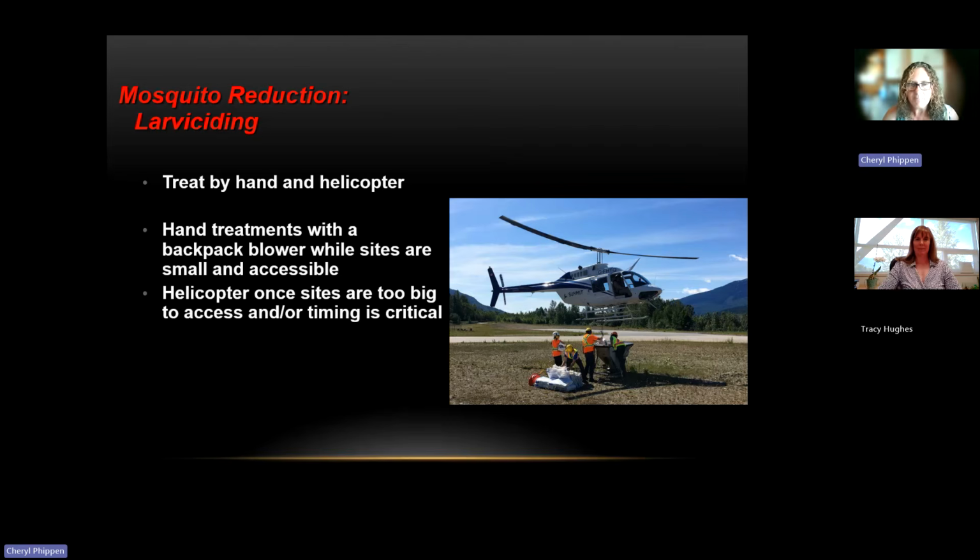We apply the product by hand or by helicopter. And when I say by hand, we put on backpack blowers. It looks like a leaf blower with a canister on the top that we fill with those granules. We literally put on waders and walk out into the ponds where the larvae are present and spray the product around the ponds.